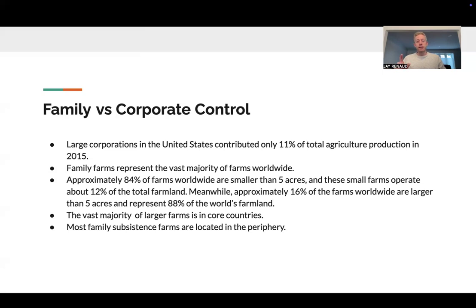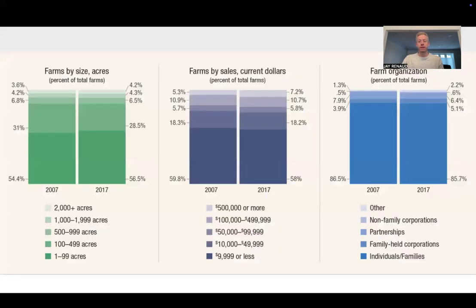The other thing is, even though the percentage of corporate farms is not great, they own the vast majority of the farmland in the United States. So if you see the screen there, 16% of farms worldwide are larger than 5 acres, but they are 88% of the world's farmland. That's a huge percentage. This is an image from the Nat Geo book. If you want to pause it and take a look at it, observe it, you can.